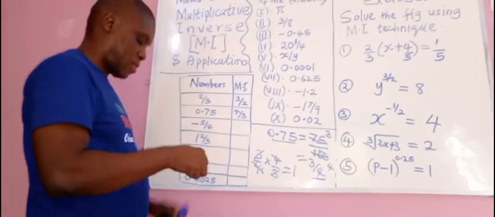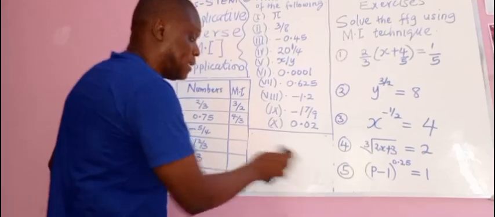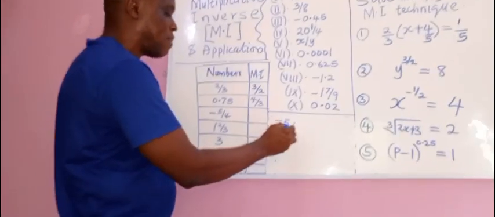Is that clear? Okay. Let's go to the third one, because you need to understand this properly. Now, minus 5 over 4.